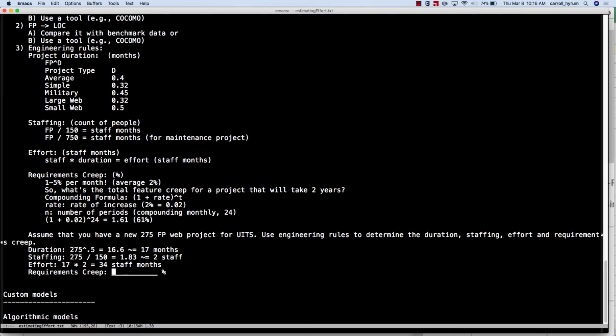Okay, so what's our requirements creep? I want you to think about those. So do your numbers make sense? In terms of your effort and your duration, are they the same order of magnitude? Do they make sense?